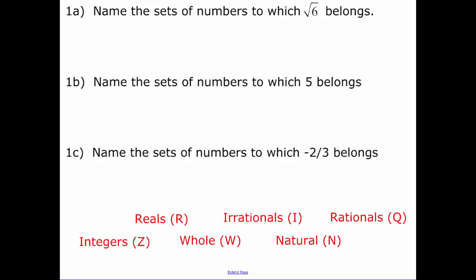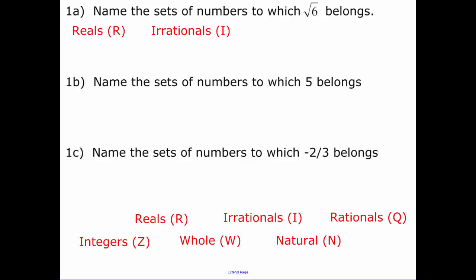Okay, name the sets of numbers to which root 6 belongs. Well, root 6, we can't simplify it. And for right now, everything we have right now is a real number. So it's going to be part of our real number subset. Since root 6 can't be simplified, that's an irrational number. It's a number I can't write as a fraction. Now, if a number is irrational, it can't be any of these subsets of rational numbers, which are integers, whole numbers, and natural numbers.